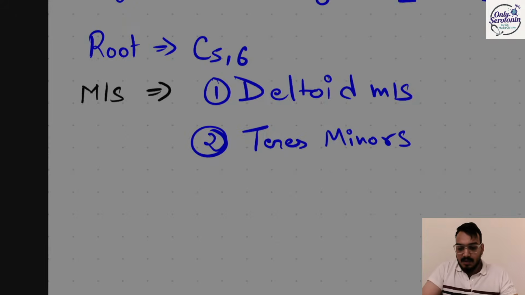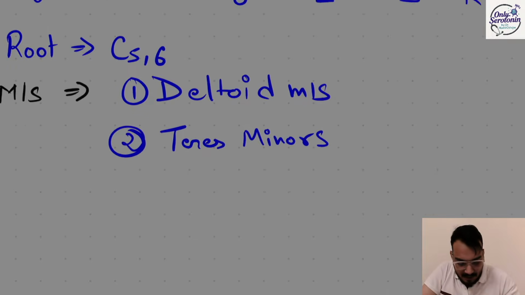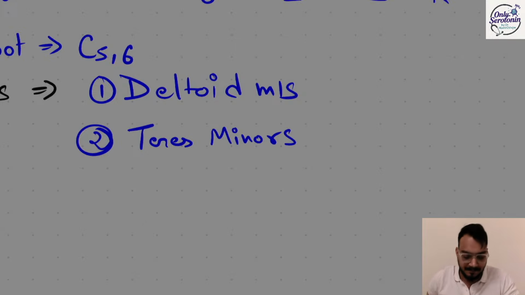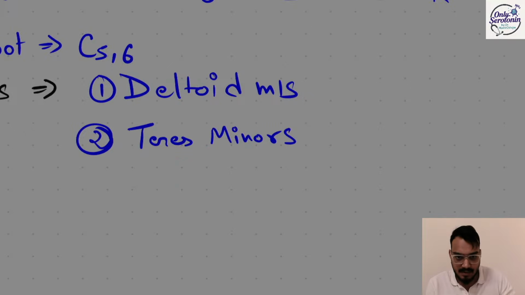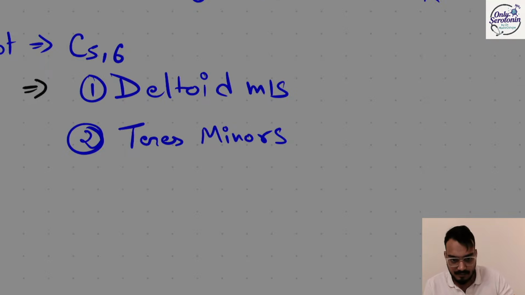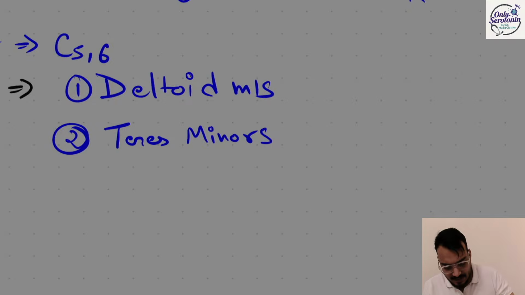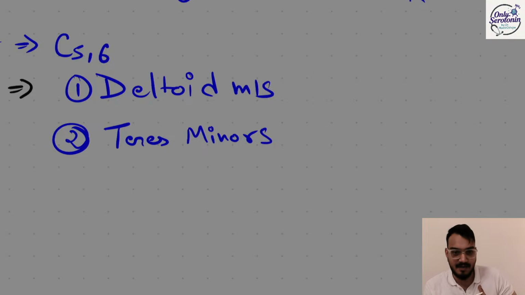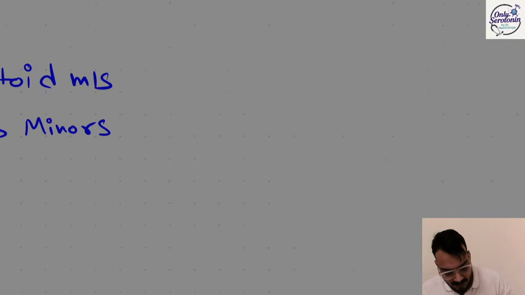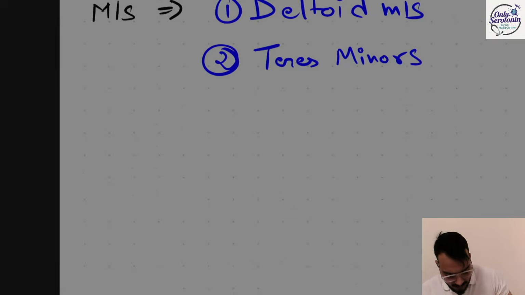So the muscles are deltoid muscle and teres minor muscle. Teres minor muscle we have already discussed in previous hours. Now we will see about this important muscle, the deltoid muscle, my favorite exam question. Let's write the deltoid muscle as a new topic.